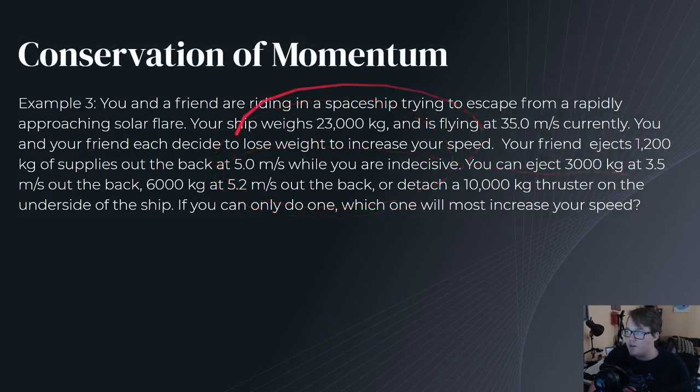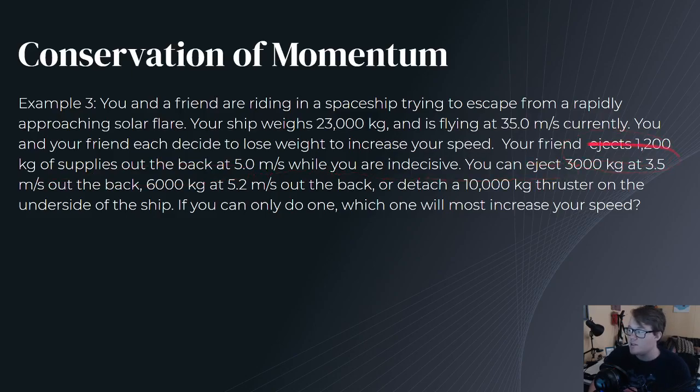And then finally, we've got a pretty tough, lengthy example here. You and a friend are riding in a spaceship trying to escape from a rapidly approaching solar flare. Your ship weighs 23,000 kilograms and is flying at 35.0 meters per second. You and your friend each decide to lose weight to increase your speed. Your friend ejects 1,200 kilograms of supplies out the back at 5 meters a second, while you are indecisive.